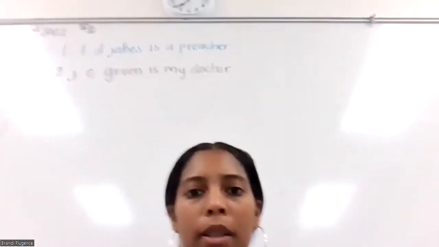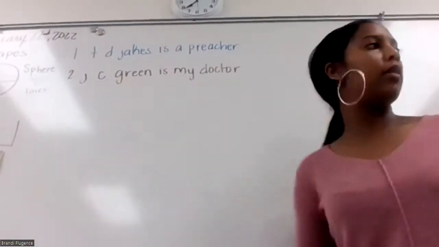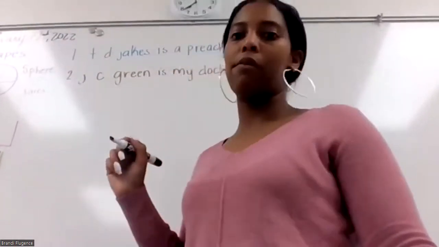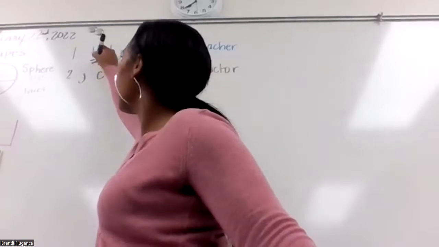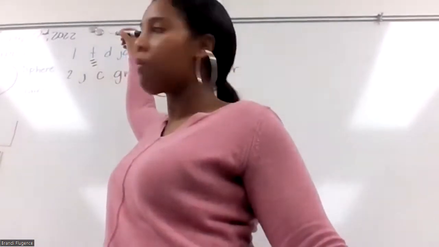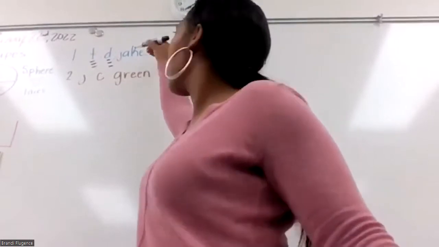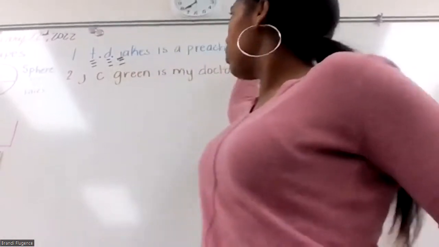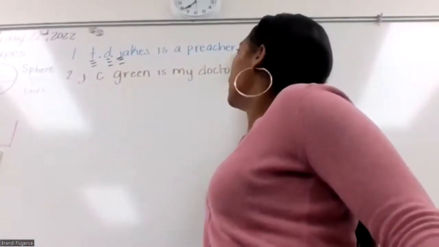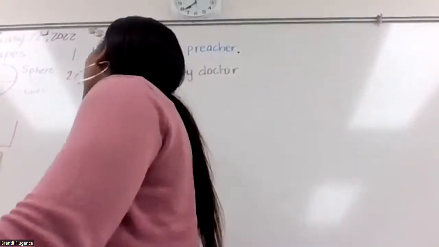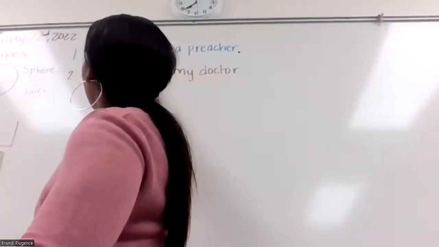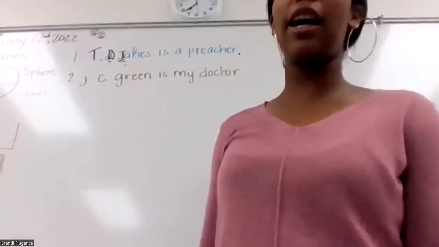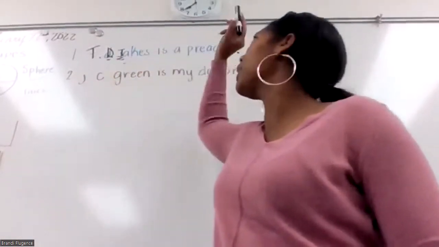All right, so let's look at the first one. T.D. Jakes is a preacher. Number 1. Anybody? Go ahead. Capitalize my T. Good. Capitalize T, my D, and put a dot. And capitalize J and put a period. Good. So we capitalize T, D, and J, and we place dots between the T and D. Good. And a period at the end.